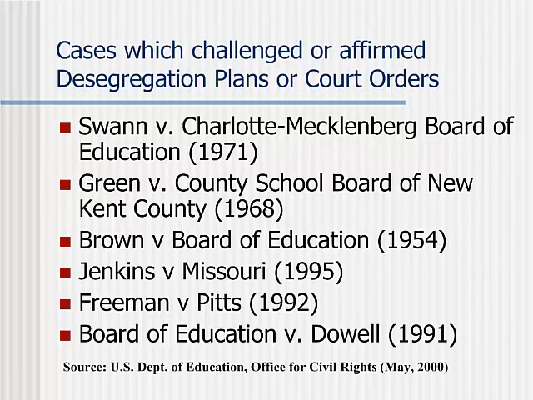The following cases challenged or affirmed desegregation plans or orders that were of major concern primarily in the 1960s and 70s, but began in 1954 with the Brown versus Board of Education decision. Swann versus the Charlotte-Mecklenburg Board of Education, Green versus the County School Board of New Kent County, Jenkins versus Missouri, Freeman versus Pitts, and the Board of Education versus Dowell. I would encourage you to look at these cases as you learn more about desegregation.